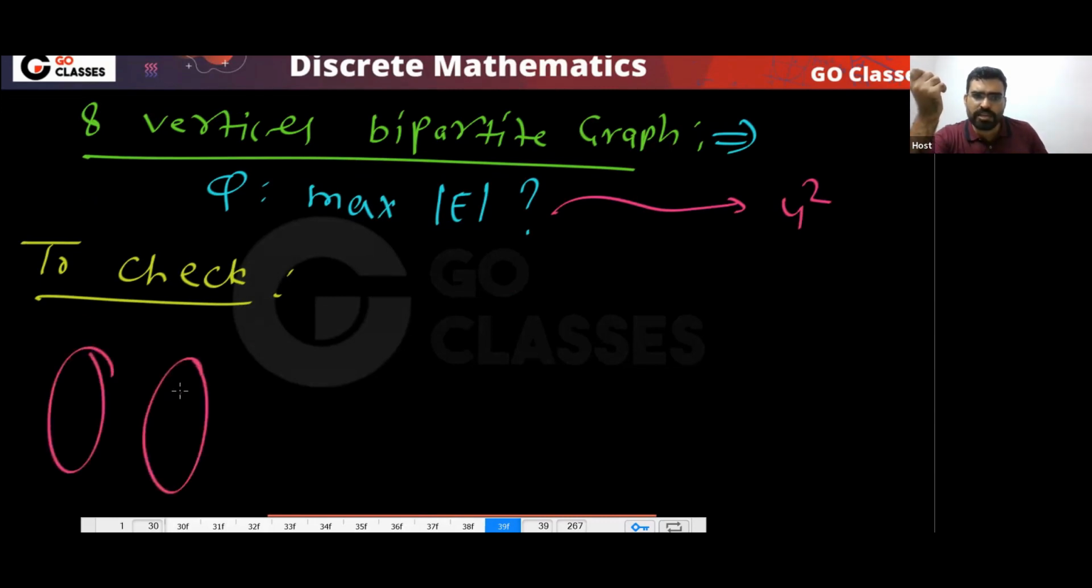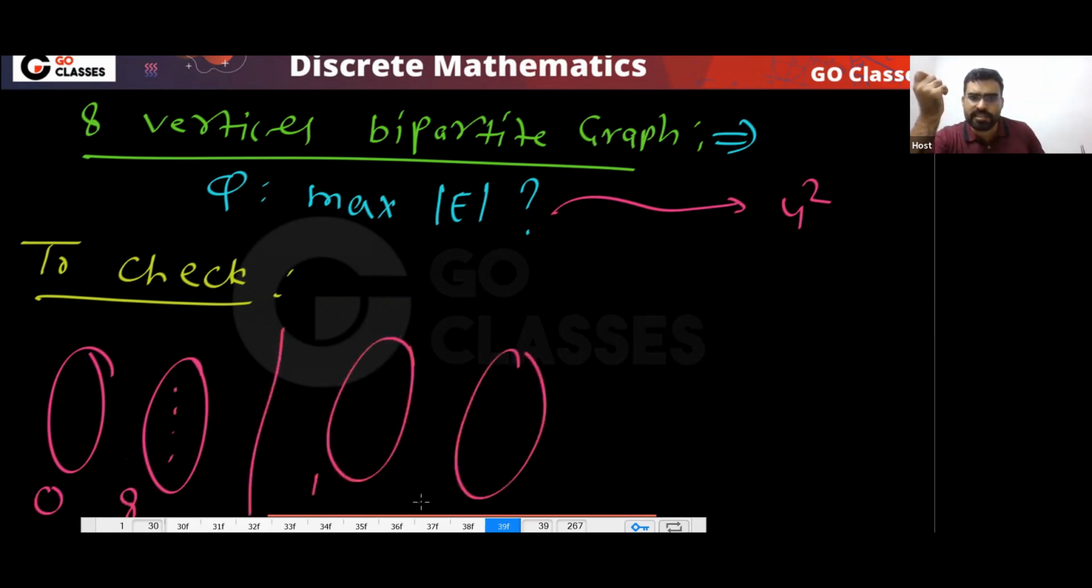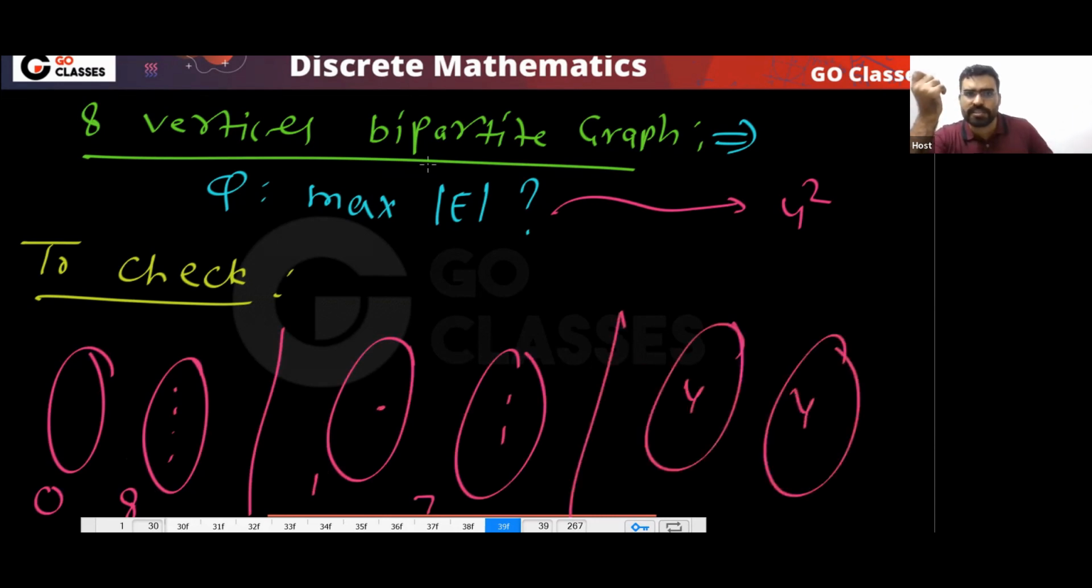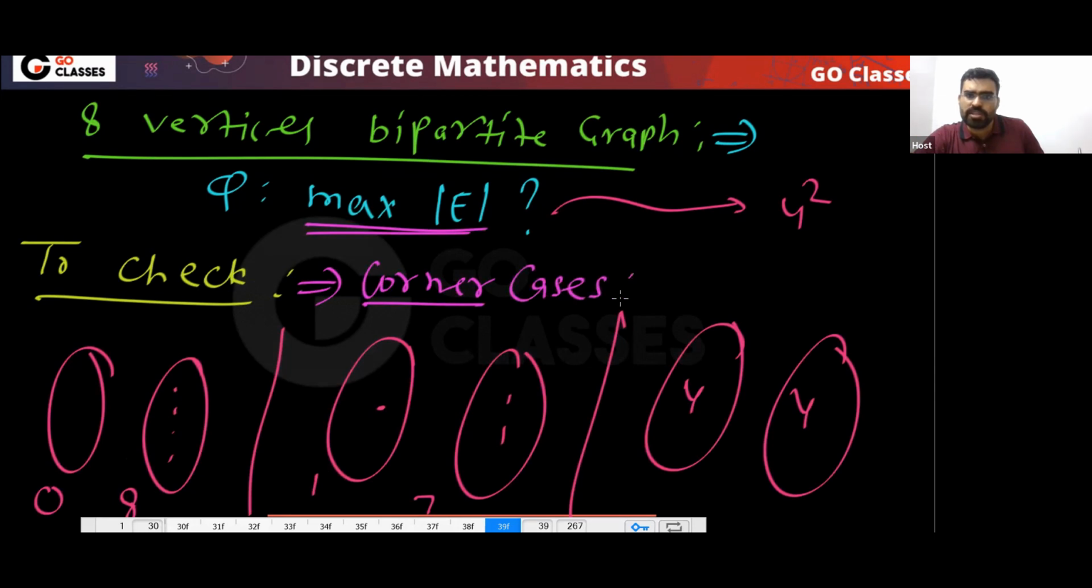These extreme cases you need to check: all 8 vertices on one side and 0 on the other, or 1 vertex here and 7 vertices here, or 4 vertices and 4 vertices. Only these cases you have to check. These are the corner cases, the extreme unfair or fair cases. In these corner cases you have to check. You don't have to check like, for example, 3 here and 5 here. You don't have to check like that.